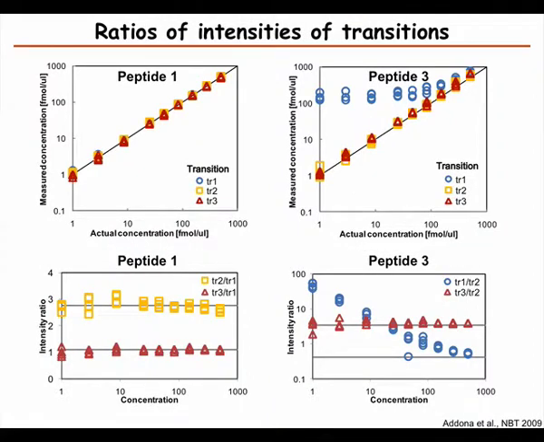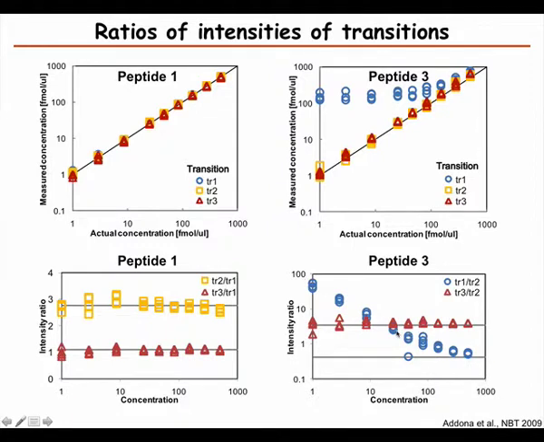So now if we take these two cases, the one that behaves nicely and the one that has an interference, and then plot the ratio between transitions. Here we look at the ratio between transition 2 and transition 1, and the ratio between transition 3 and 1. We see that over the whole concentration range they are constant. When we do the same for peptide 3, we see that the ratio between transition 3 and 2 is constant, but for transition 1 and transition 2 we get this variation over the range.